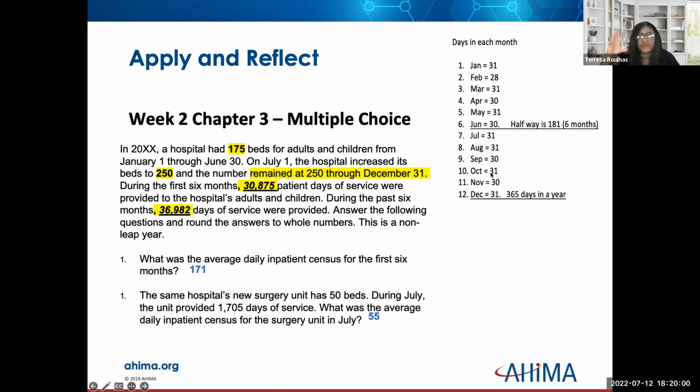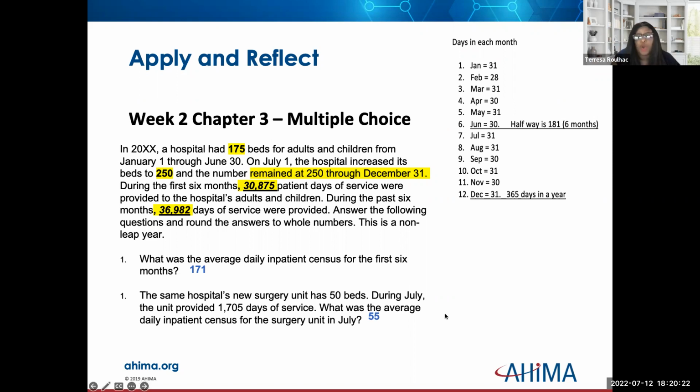And I just do this for me. So it's like at a glance, I'm not really having to think, okay, I know, right? So July 31st, 1,705 days gives us 55 daily input. The average daily inpatient census for surgery in July was 55.